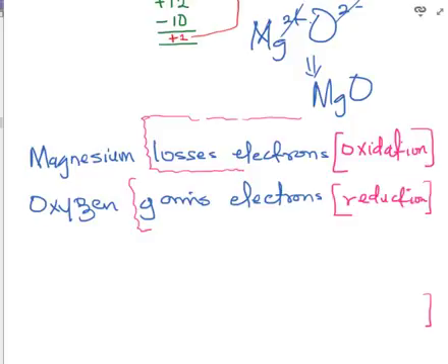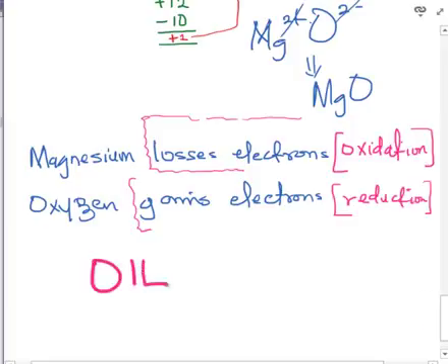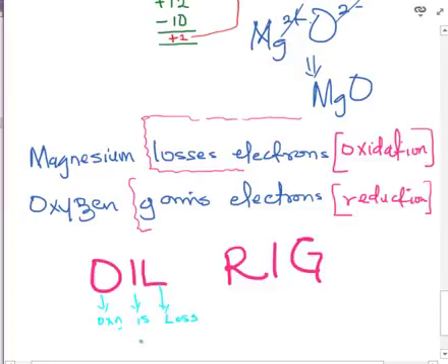So we have something to remember that, and that is OIL RIG. OIL RIG. That's where they get crude oil. Oil means oxidation is loss of electron. Reduction is gain of electron. So oxidation is loss of what? Loss of electron. Reduction is gain of what? Of electron.